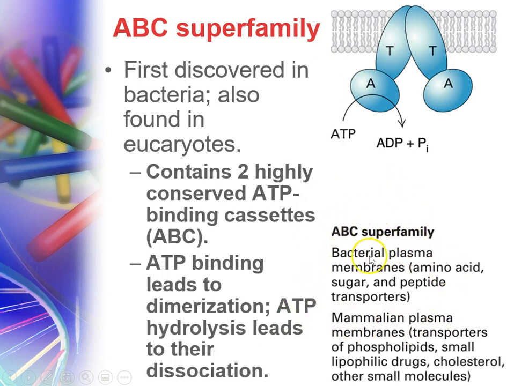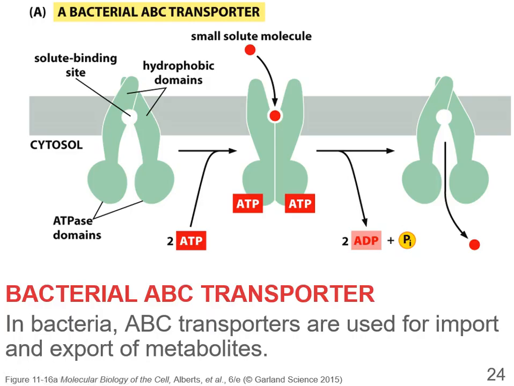These are transporters of phospholipids, small lipophilic drugs, cholesterol, and other small molecules, where in the bacterial membrane, they might transport amino acids and sugars and peptides. So let's see how these things work. So this is a bacterial ABC transporter, and this is used for the import and export of metabolites. So as the bacterial cells need them.